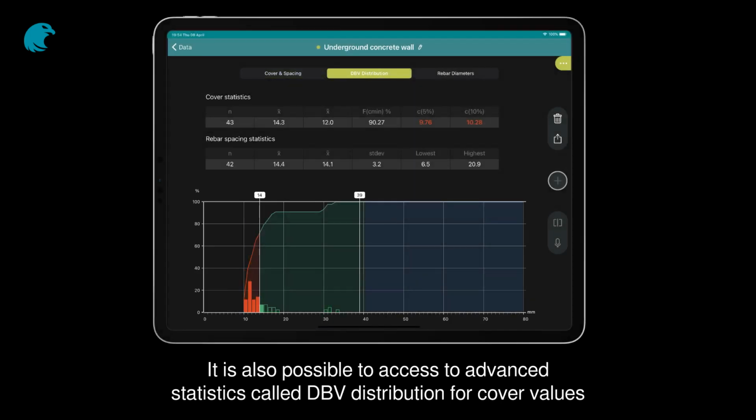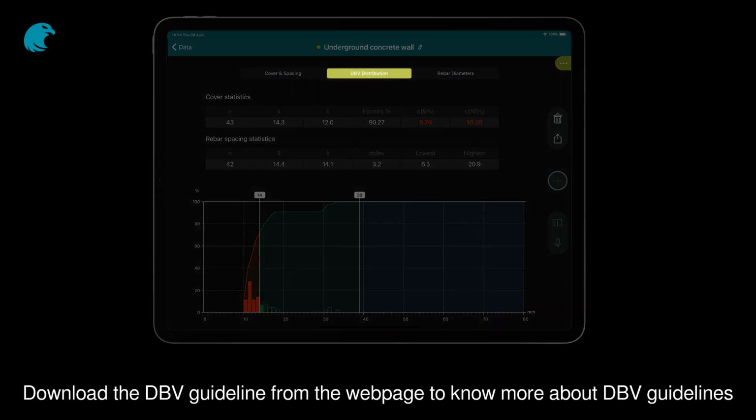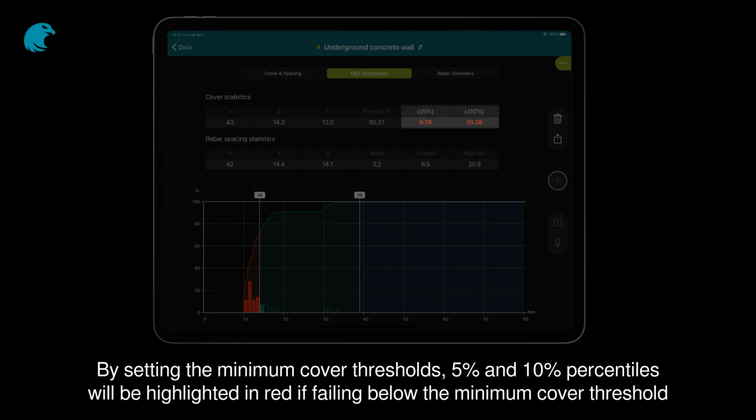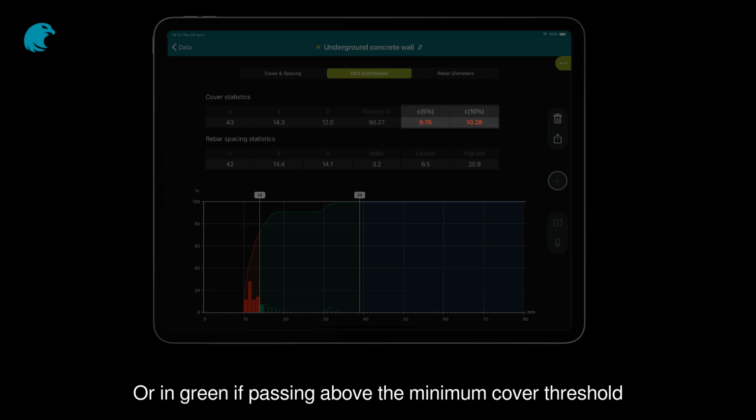It is also possible to access advanced statistics, called dBV distribution, for cover values. Download the dBV guideline from the webpage to know more about dBV guidelines. By setting the minimum cover thresholds, 5% and 10% percentiles will be highlighted in red if failing below the minimum cover threshold, or in green if passing above the minimum cover threshold.